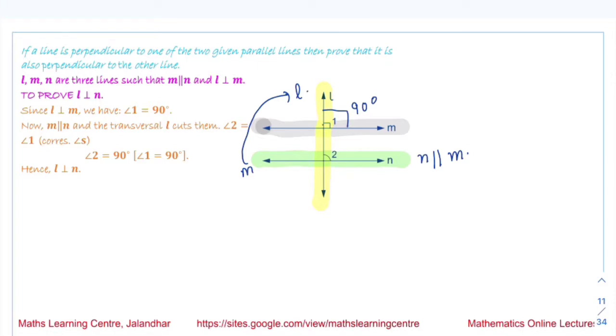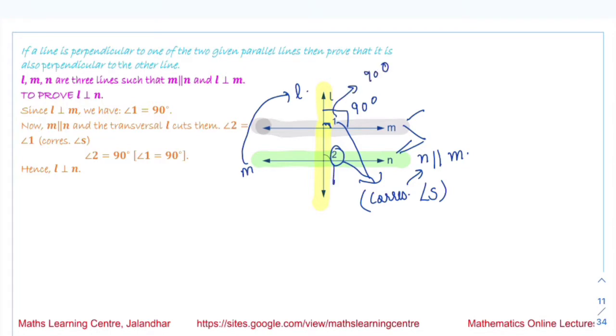So what we see, this angle is angle 1, this is angle 2. Both these lines are parallel. So these two angles 1 and 2 are the corresponding angles. And we know for parallel lines, the corresponding angles are equal. So if angle 1 is 90 degrees, then this implies that angle 2 is also 90 degrees.